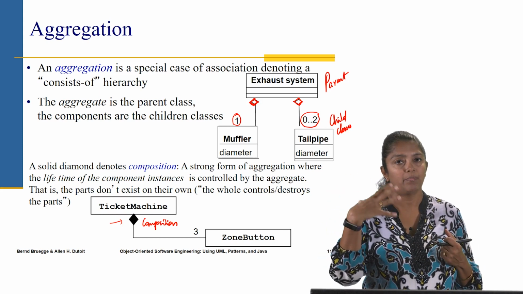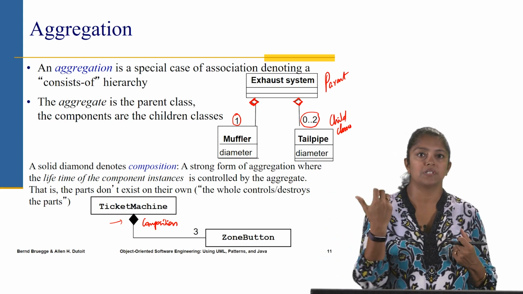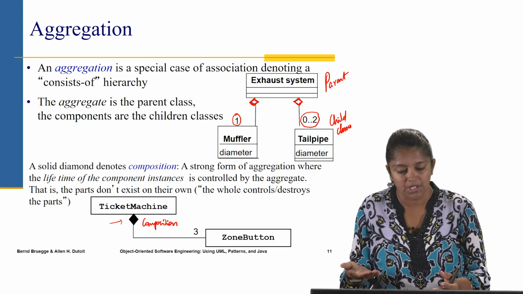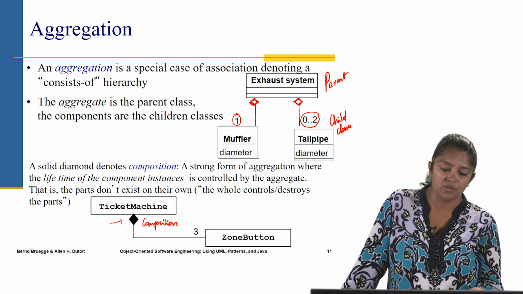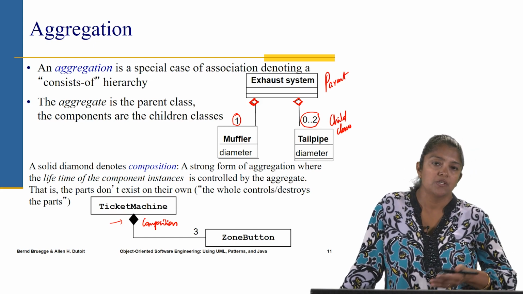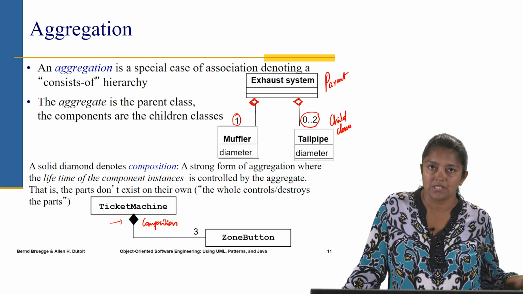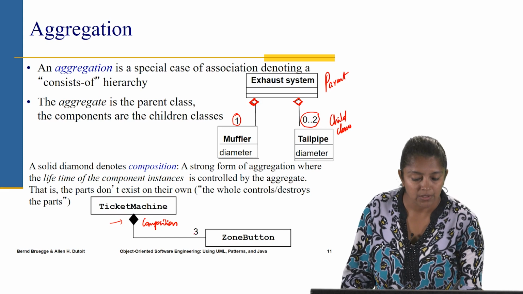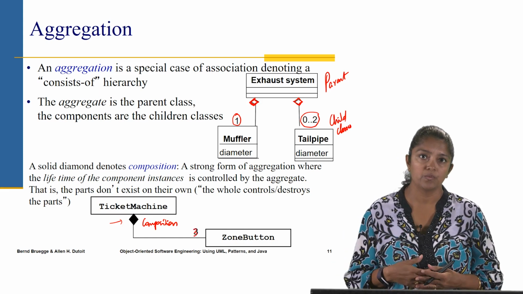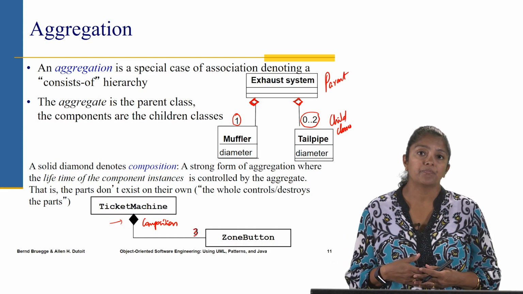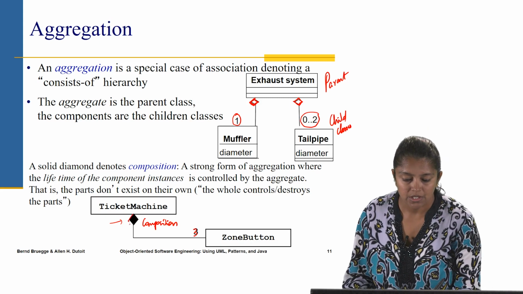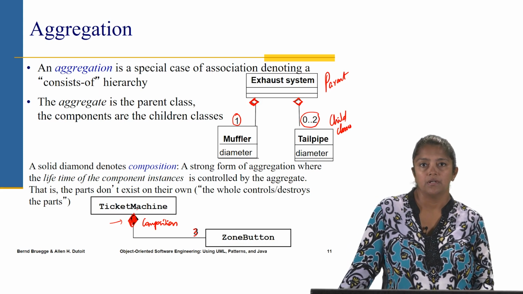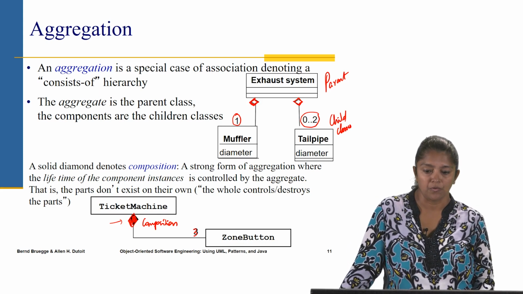So the whole, or the parent, or the aggregate controls the parts, and it destroys the parts when it doesn't exist. If the ticket machine doesn't exist, then the zone buttons don't make any sense. So zone buttons are destroyed, they don't exist on their own. A ticket machine is an aggregate of 3 zone buttons. It has 3 zone buttons in it. But the association is a composition, which is a stronger form of aggregation. So zone buttons cannot exist on their own. That's what it means.